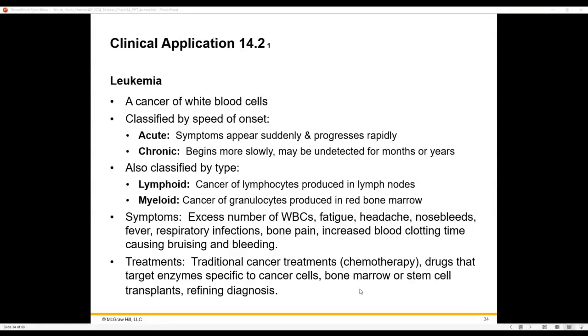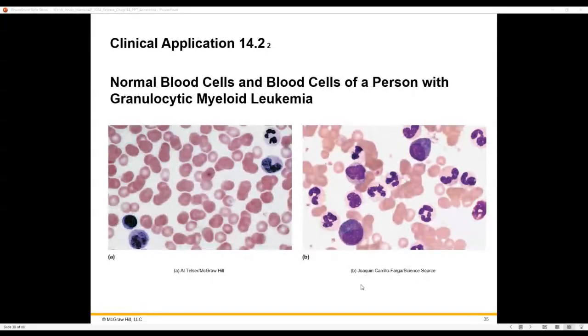Treatments: traditional cancer treatments, chemotherapy, drugs that target the enzymes that are specific for cancer cells, bone marrow or stem cell transplants, and refining diagnoses. Okay, here we have a person with normal blood cells on the left, and on the right we have granulocytic myeloid leukemia.